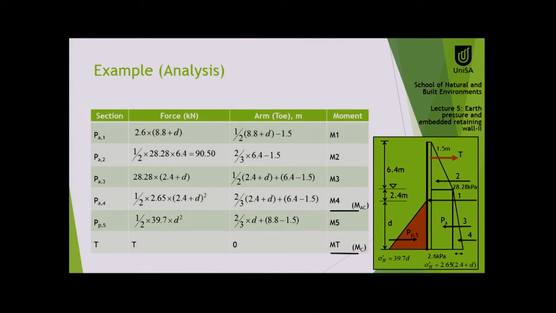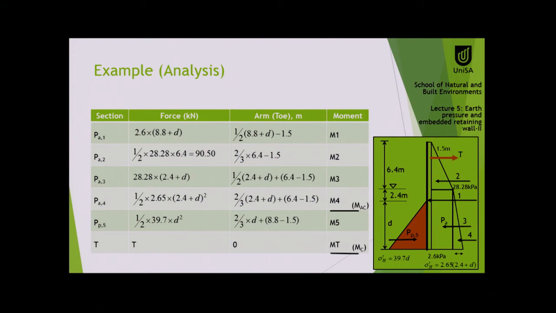So that is the moment we got. We got the moment force and the moment distance. If we multiply them, then we'll get the moment. Now we also have tie force, and the distance of tie force and the point of moment is equal to 0. So that would be 0. Now if we see back over there, the moments for 1, 2, 3, 4 are anti-clockwise, and the moments for passive P5 and T are clockwise.